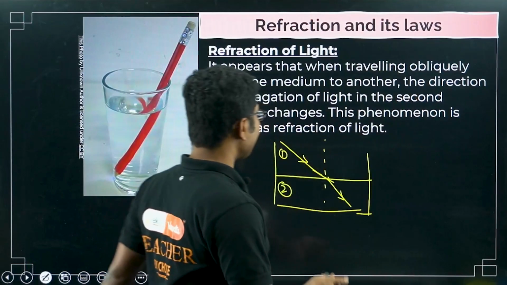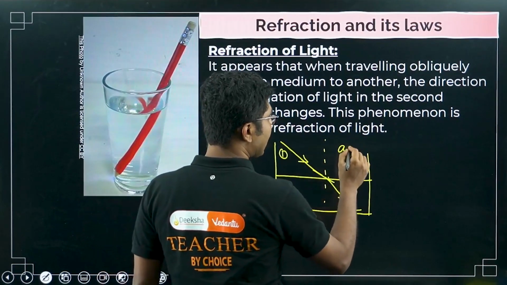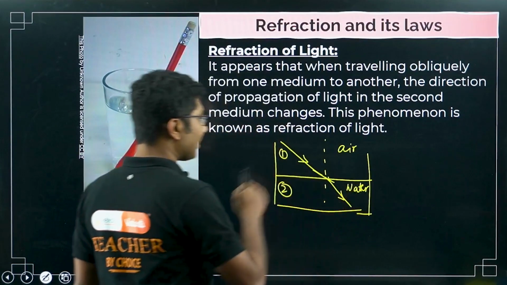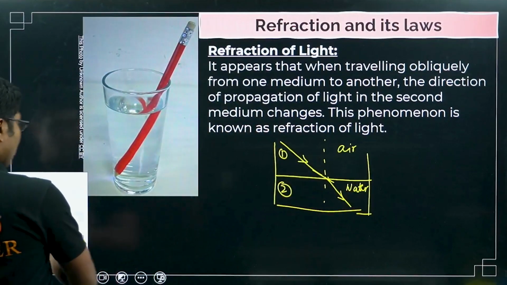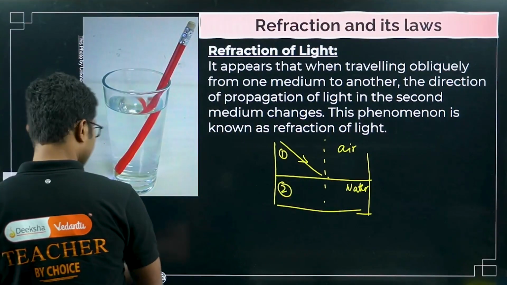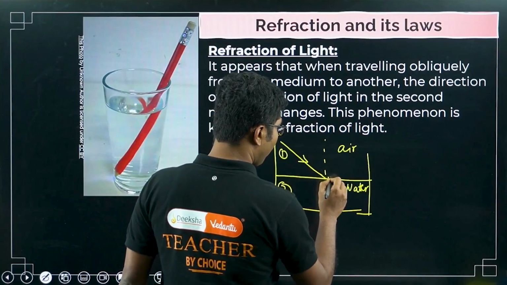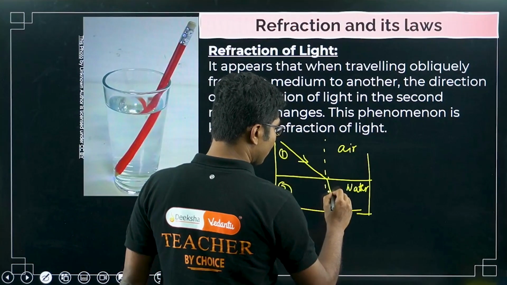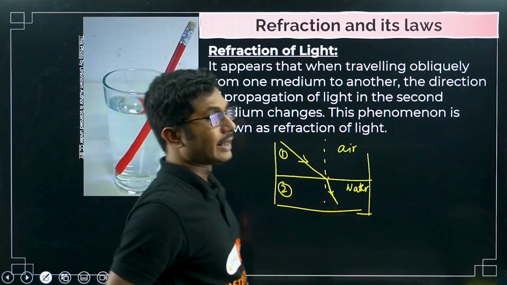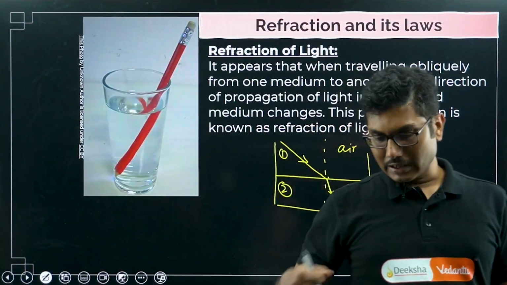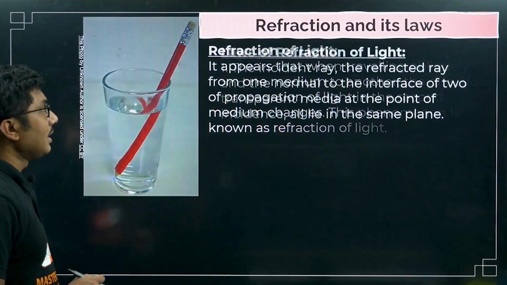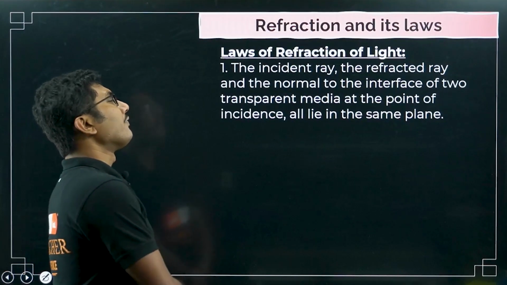For example, I am assuming this is air, this is water. When a ray of light travels from air to water, it bends towards the normal. Similarly, if the ray of light travels from water to air, it bends away from the normal. These are the two conditions. We will learn about that in a while, but let's look into the laws of refraction of light.